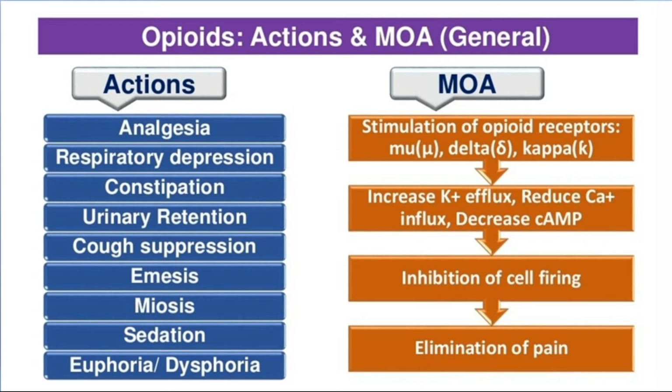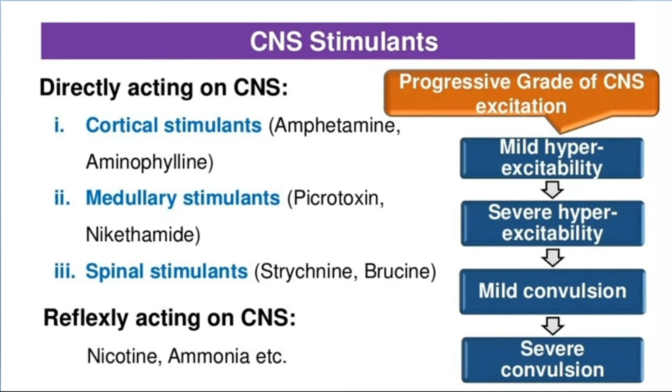For CNS stimulants, we have directly acting on the CNS and reflexively acting on the CNS. Directly acting on the CNS, we have cortical stimulants, medullary stimulants, spinal stimulants. Cortical stimulants: amphetamine, aminophylline. Medullary stimulants, example, picrotoxin, nicotinamide. Spinal stimulants: strychnine, brucine. Reflexively acting on the CNS, we have nicotine, ammonia, etc.